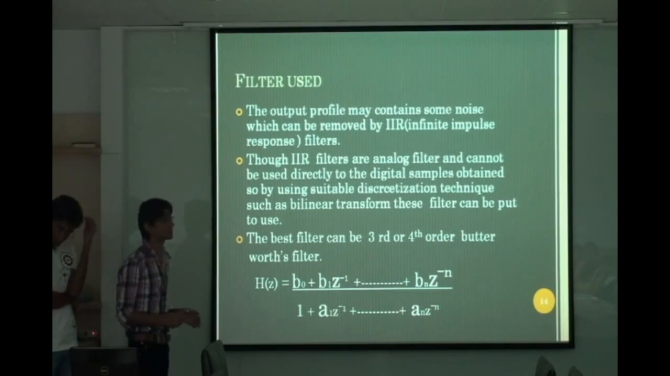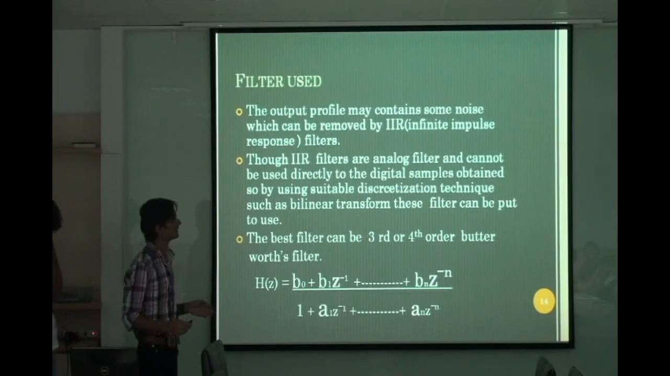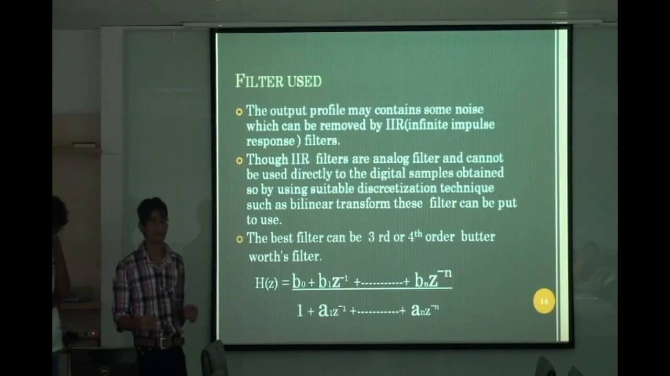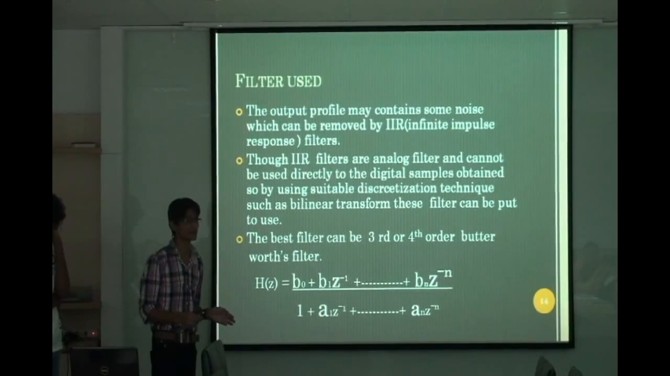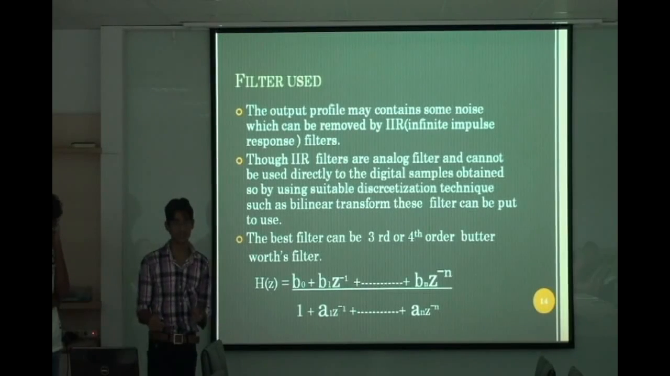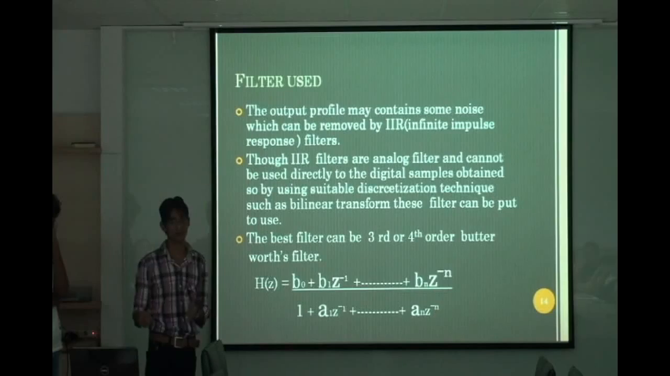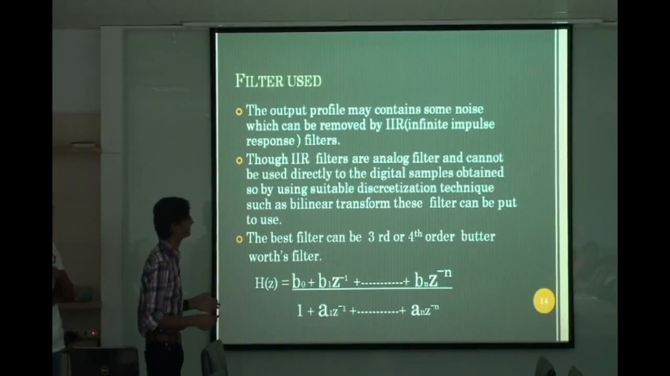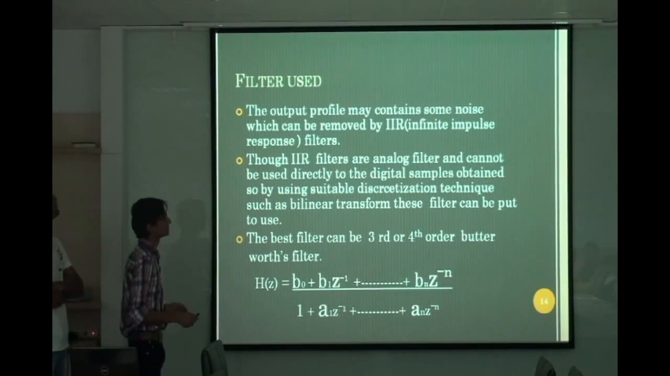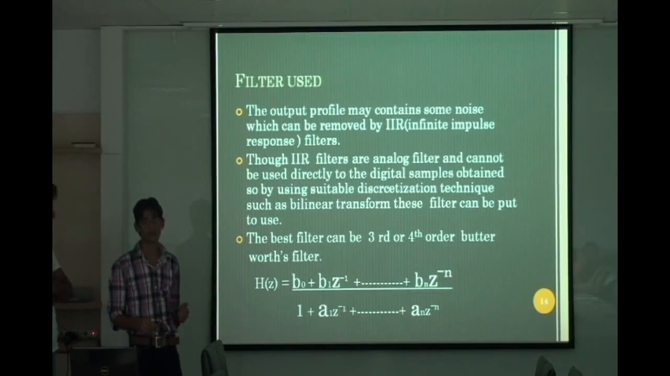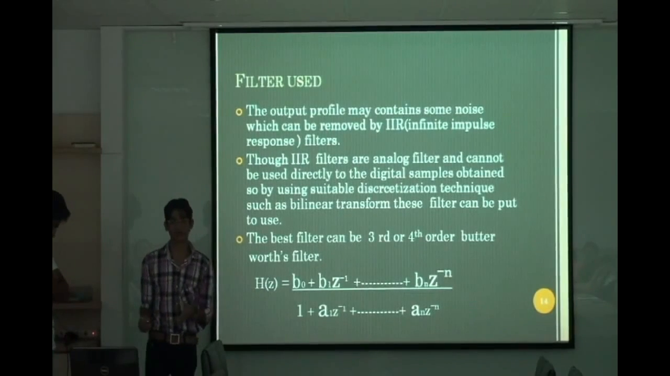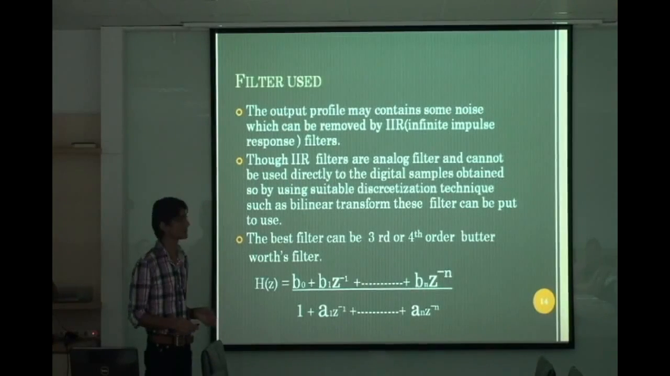But the disadvantage of this filter is that these are analog filters, and we are taking samples and dealing with digital samples. We can't use these analog filters directly on the readings which we have obtained. So the need is to convert the analog part to the digital part. So we apply certain mathematical techniques like the bilinear transform.